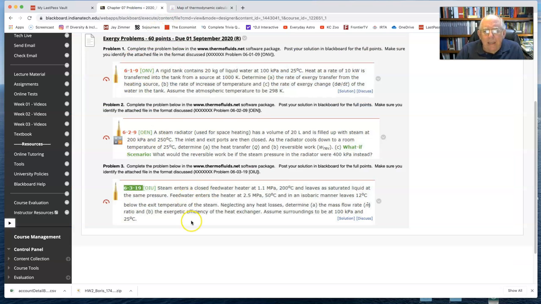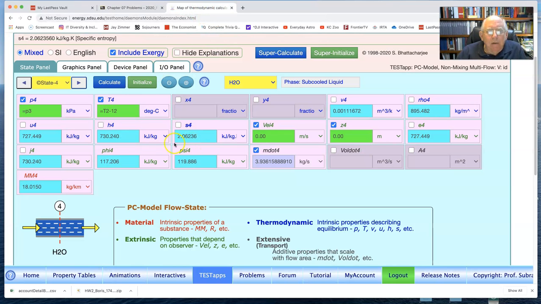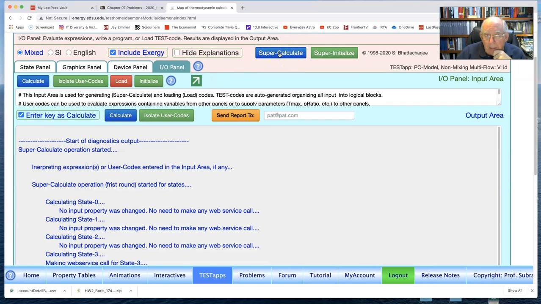We were asked to determine the mass flow rate ratio, which we did, and now we're interested in the exergetic efficiency of the heat exchanger. What we're interested in is determining for this heat exchanger how much of the exergy that was lost by one stream was picked up by the other stream. And in order to calculate that, I'm going to go ahead and do a super calculate.